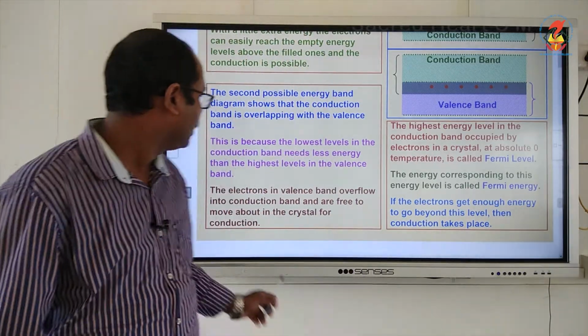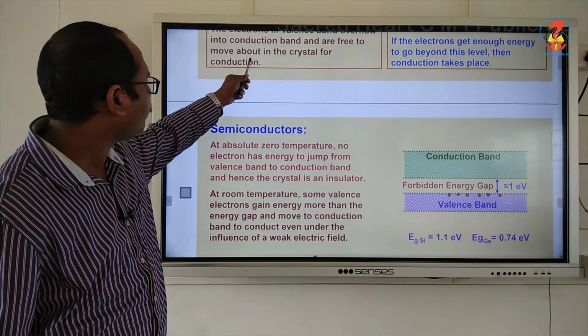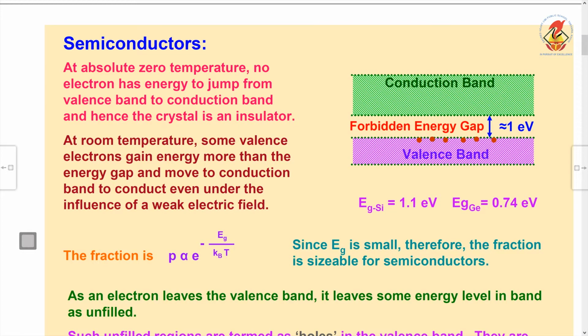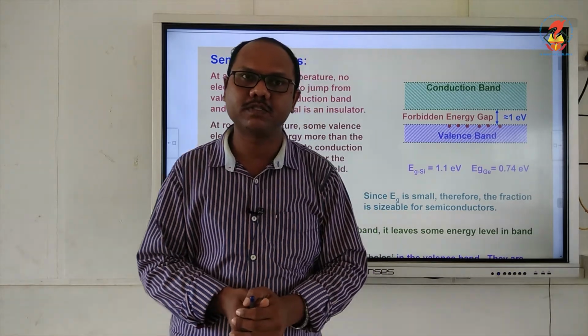Okay. Now, see the next one. Semiconductors. In semiconductors, you can see the valence band here and the conduction band here. There is a small energy gap between the valence band and the conduction band, which is called the forbidden energy gap. Forbidden means electrons are forbidden. Electrons cannot stay here. That is why it is called the forbidden energy gap. And that value is approximately 1 electron volt.